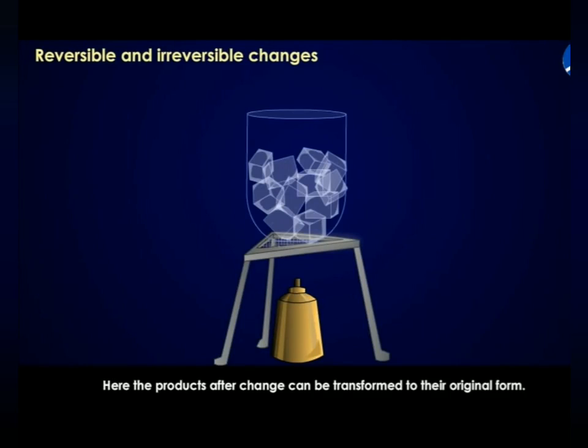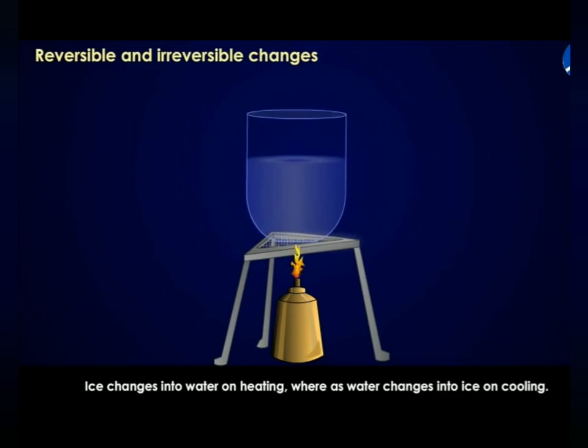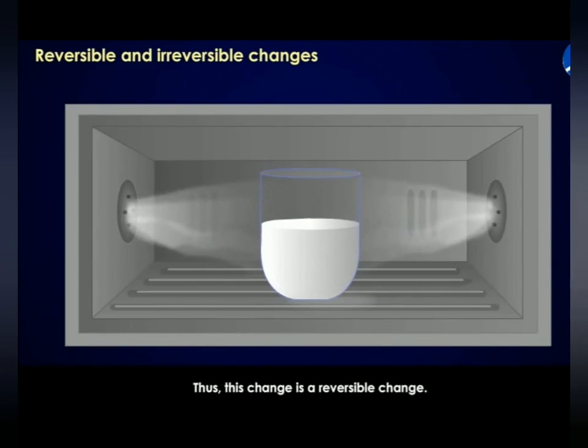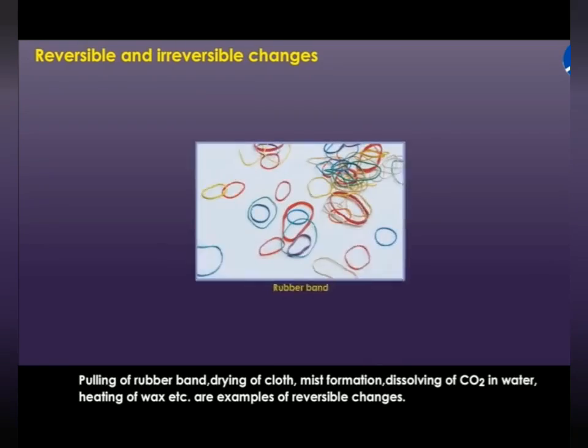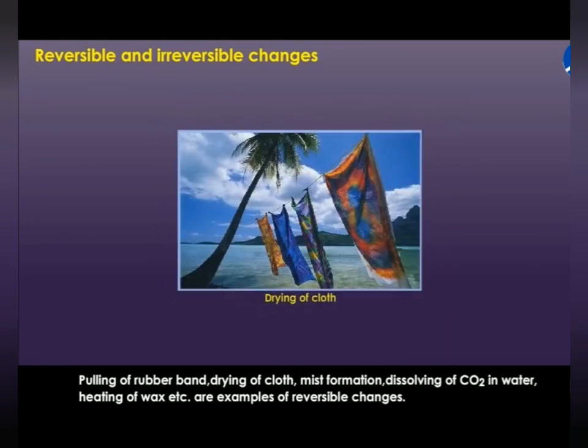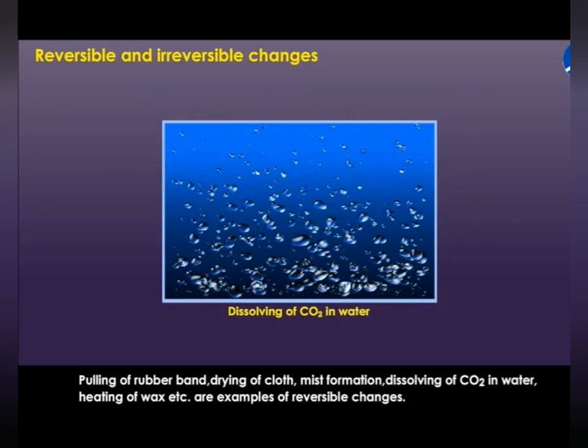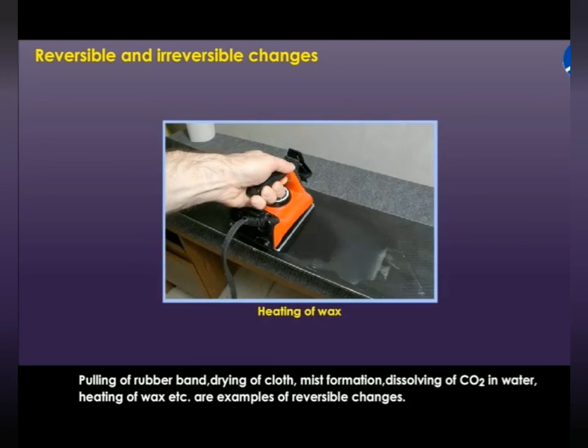Reversible and irreversible changes. If a change can be reversed, then it is called a reversible change. Here the products after change can be transformed to their original form. Ice changes into water on heating, whereas water changes into ice on freezing. Thus this change is a reversible change. Pulling of rubber band, drying of cloth, mist formation, dissolving of CO2 in water, heating of wax, etc. are examples of reversible changes.